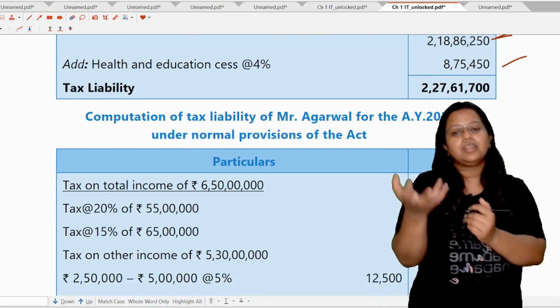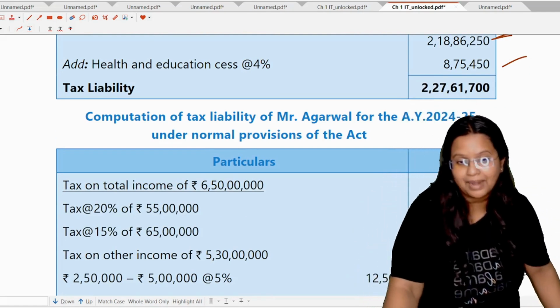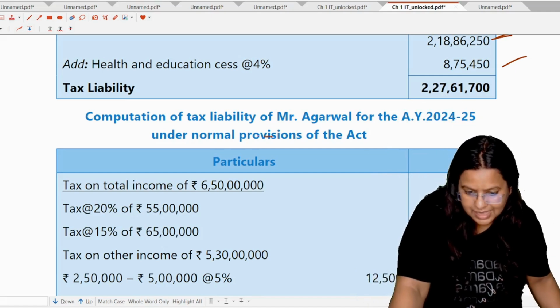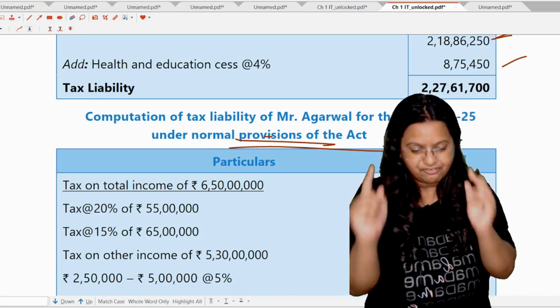But if the examiner asks you to do this question as per the old tax regime, then you have to apply the normal tax slab. So this is as per the normal provision. Do this as your homework. In case of any query, you can definitely ask me.